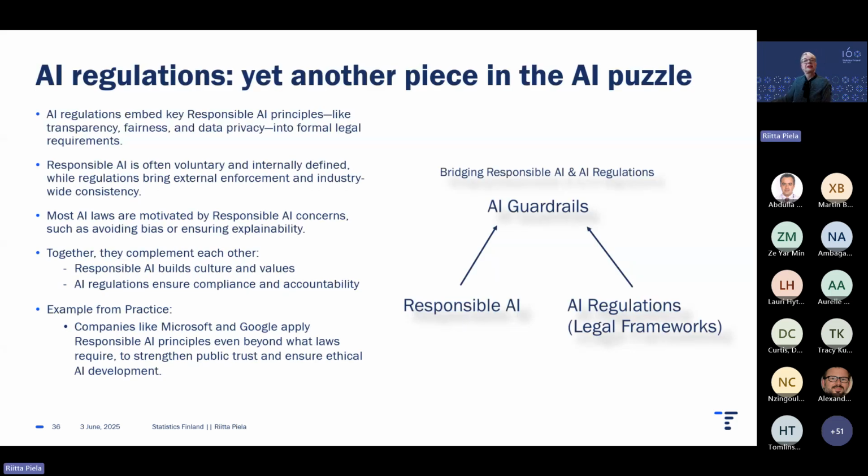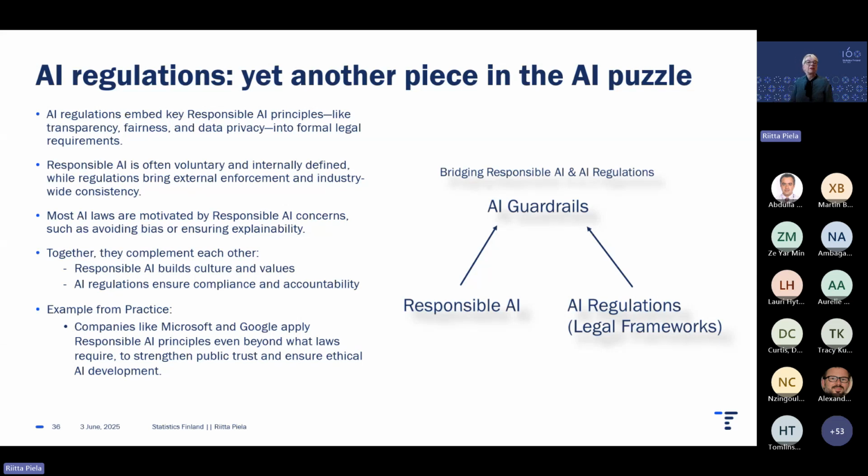And then another piece in this AI puzzle: AI regulations embed key responsible AI principles like transparency, fairness, and data privacy into formal legal requirements. Responsible AI is voluntary and internally defined, while regulations bring external enforcement and industry-wide consistency. Most AI laws are motivated by responsible AI concerns, such as avoiding bias and ensuring explainability. Together, I think they complement each other. Responsible AI builds culture and values, and regulations ensure compliance and accountability.